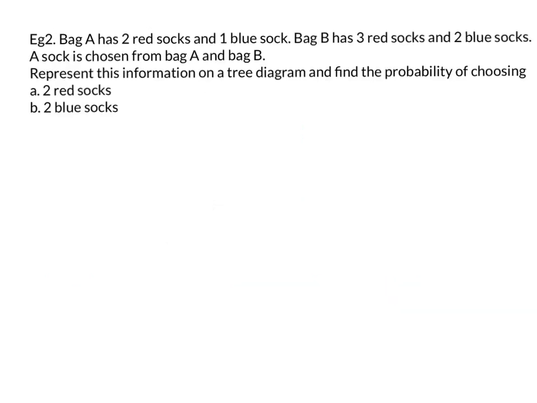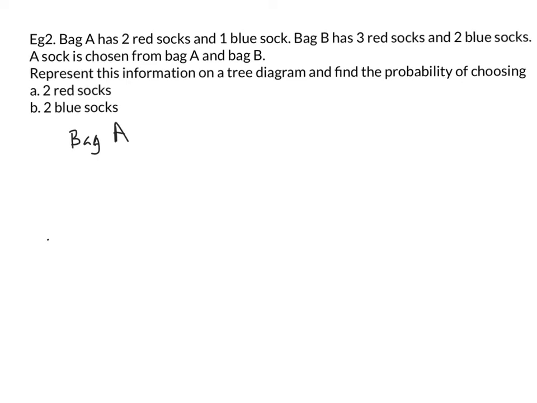Example 2. Bag A has 2 red socks and 1 blue sock. Bag B has 3 red socks and 2 blue socks. A sock is chosen from bag A and bag B. Represent this information on a tree diagram and find the probability of choosing A, 2 red socks and B, 2 blue socks. So let's go back and try to represent this information in a tree diagram. We should start off sort of in the center and we think about what is the first event. The first event is picking a sock from bag A.